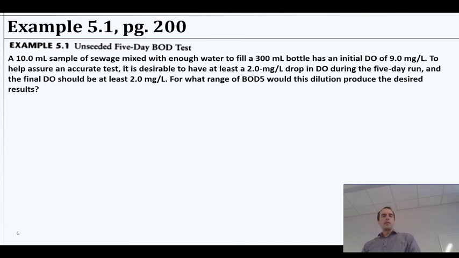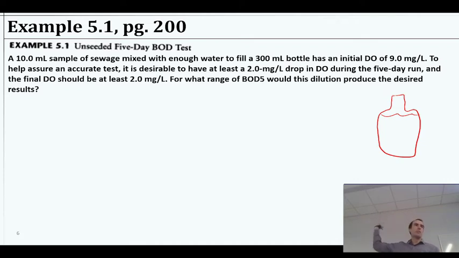We have a 10 milliliter sample of sewage mixed with enough water to fill a 300 milliliter bottle. So we could draw that up, perhaps. The initial dissolved oxygen in the bottle is 9 milligrams per liter. To help assure an accurate test, it is desirable to have at least a 2 milligram per liter drop in dissolved oxygen during the 5-day run. And the final DO should be at least 2 milligrams per liter.